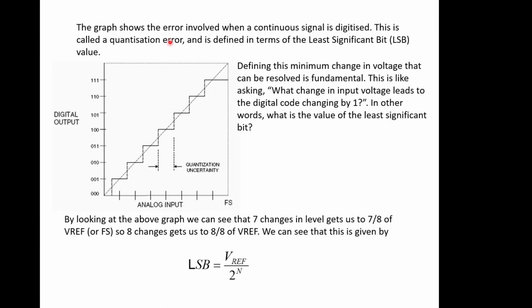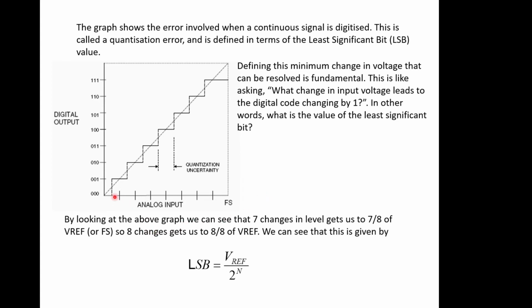The other graph showed the quantization error. So that's an interesting concept which will keep coming back. So you need to get an idea in your head of what quantization error means. And we define that in terms of something called the least significant bit, the LSB. And defining the LSB is like saying what's the minimum change in input voltage that can be resolved? What's the voltage gap between two levels here? And that will be referred to as the value of the least significant bit. So it's the smallest thing that you can relate to.